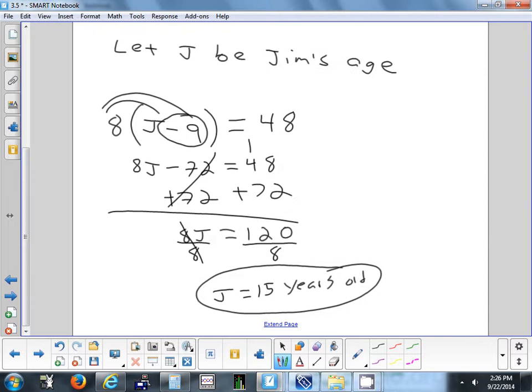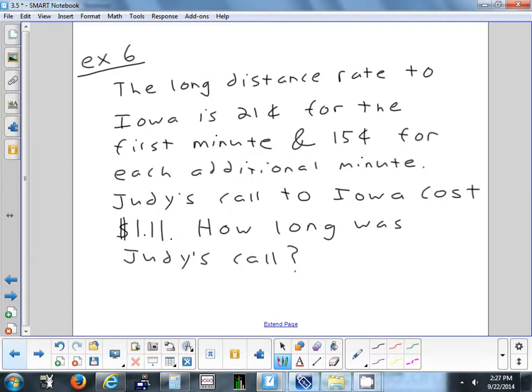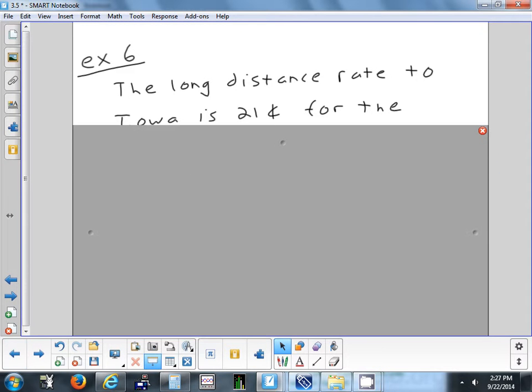All right, let's try one more word problem. We're going to help you set it up, but then I want you guys to try to solve it on your own. This is a tricky one to set up, so that's why we're going to help you out. Let's just look at it step by step.